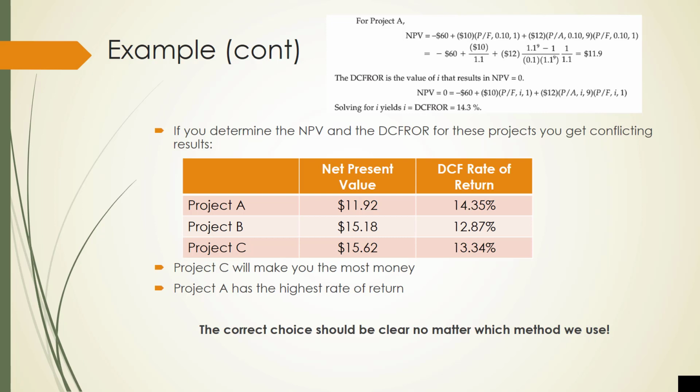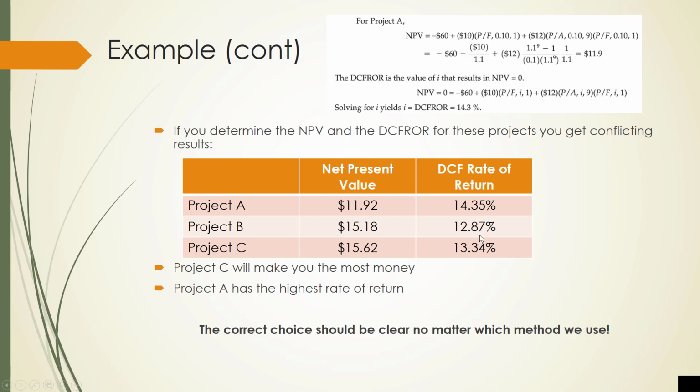Now, if we do this and we figure out the net present value and the discounted cash flow rate of return for each of these projects, using the formulas here, this is a screenshot from the textbook, we find that Project A only earns $12 million, B $15 million, and Project C will earn $15.6 million. So clearly Project C looks like the winner, right?